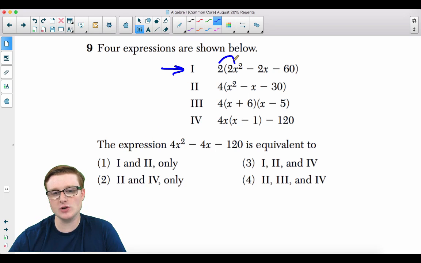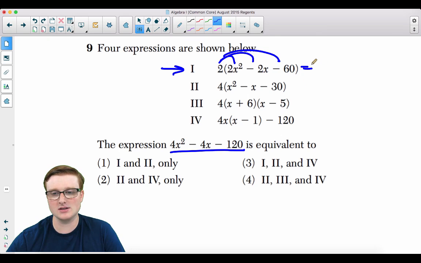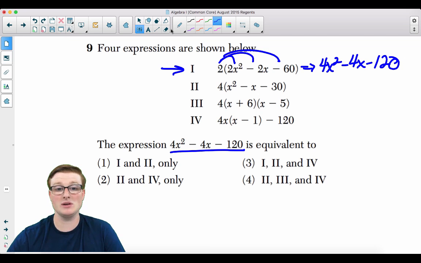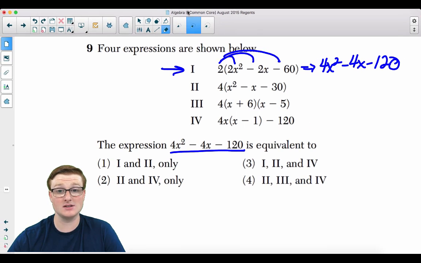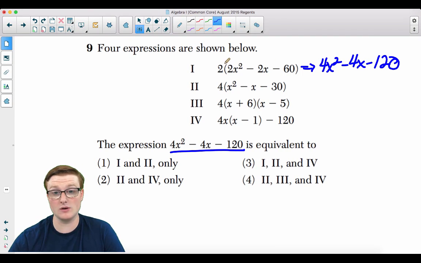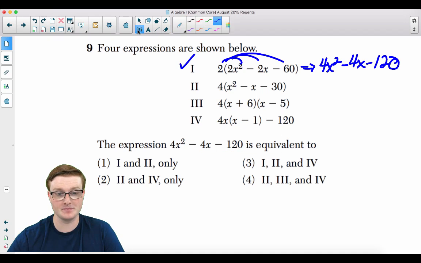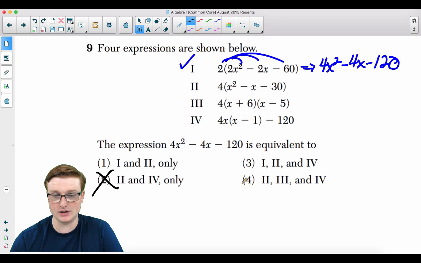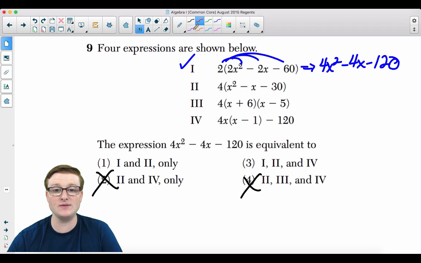If I were to distribute this 2 back in, does it result in this? Well, that gives us 4x squared minus 4x minus 120. So, yeah, that works, because that is what is given. So if we distribute that 2, that works. So choice 1 is a winner so far. So we could get rid of choice 2 automatically, and we could get rid of choice 4. Now we're down to a 50-50 shot.